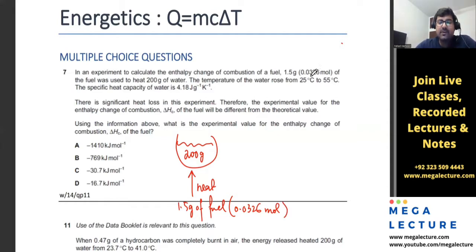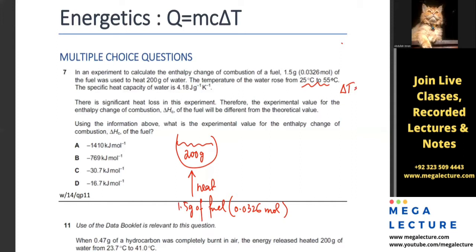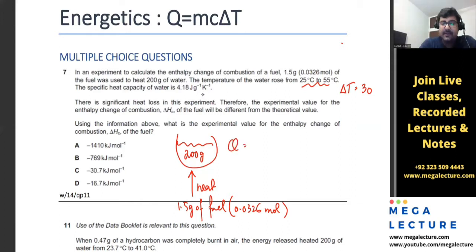The temperature of the water rose from 25 to 55. So what is ΔT over here? ΔT is 30. Yeah, that's 30. And the specific heat capacity. So first thing, how much heat energy went to the water? That's mcΔT. So that's 200, and you're given the specific heat capacity as well. That's 4.18 times 30. So what do we get, how much is it?